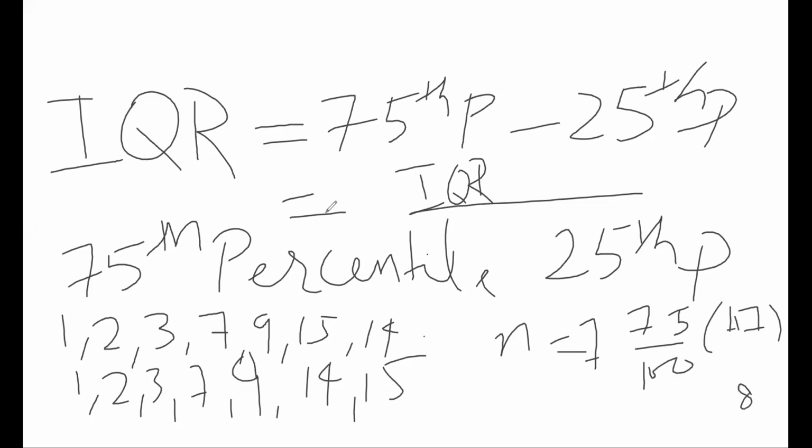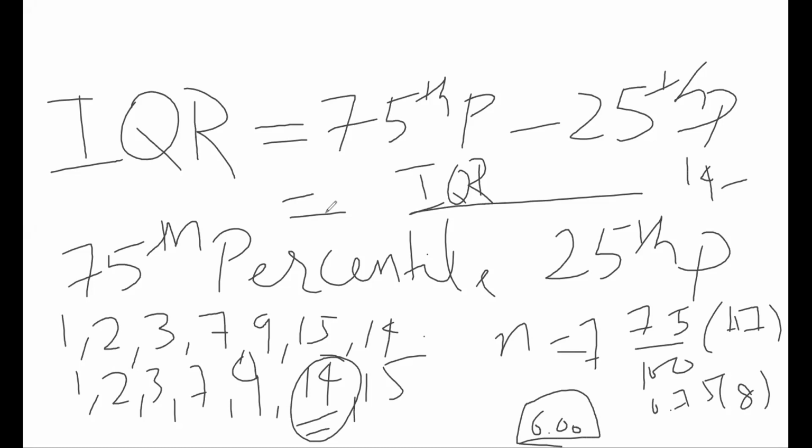So it is 0.75 times 8. 0.75 into 8 is 6. So it comes out to be the sixth term. So the 75th percentile would be 14.